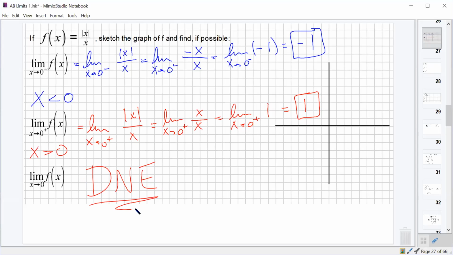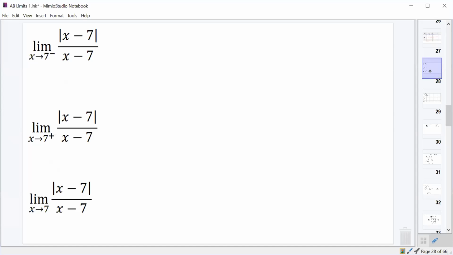Cool. So we can clearly see that there are two ways to go about this one, geometrically or graphically, and also algebraically. Let's do another one that's very similar to this really quickly, and then we're going to move forward and look at some piecewise defined functions. So we're going to do the limit as x approaches 7 from the left of the absolute value of x minus 7 over x minus 7.